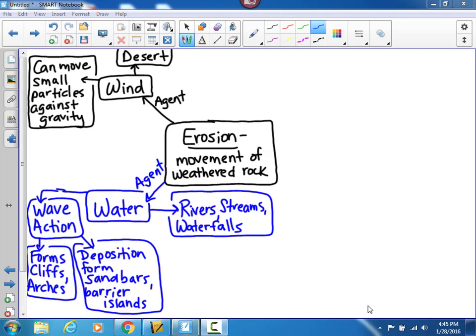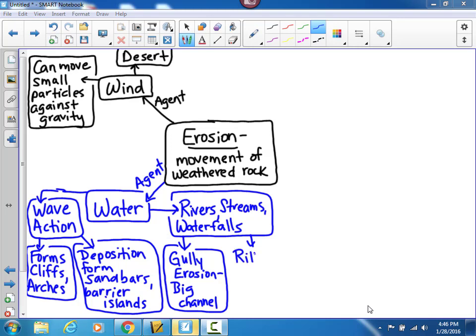There are two categories of river and stream erosion, and it has to do with the channel that they create. There's gully erosion, which is what it's called when you get a very large channel forming where the water has been. And the smaller one is called rill erosion, where you have small channels forming where the water has been.